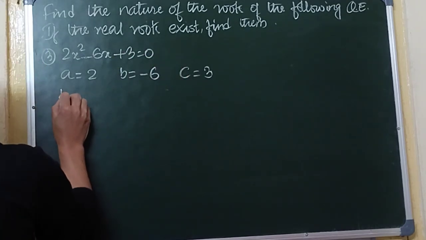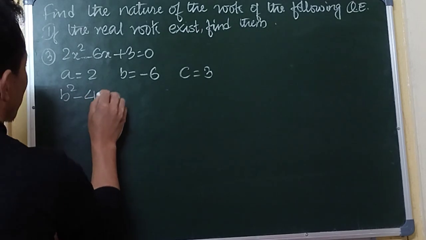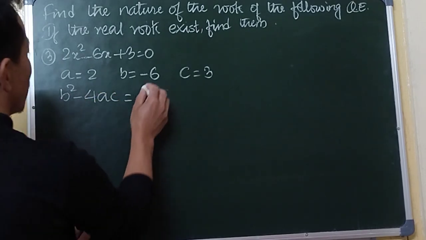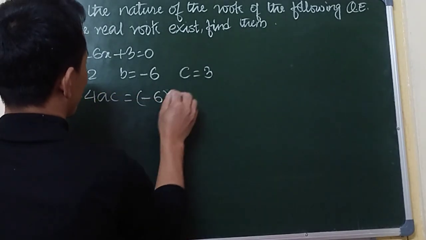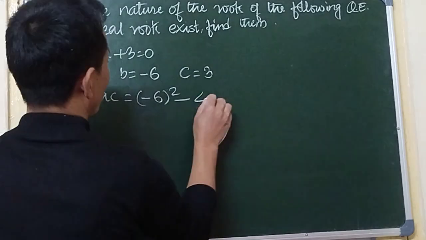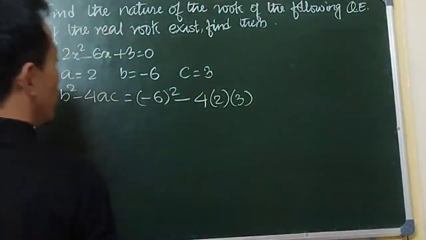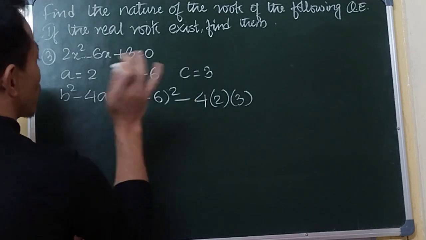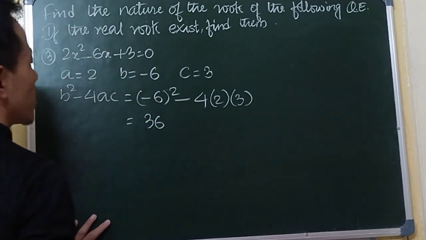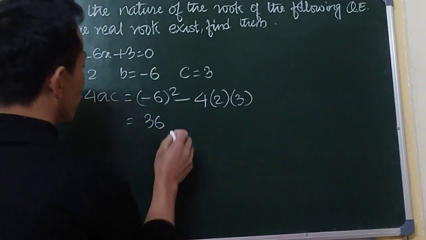Then you'll find the value of the discriminant, b square minus 4ac. So b square will be minus 6 square minus 4, a is 2 and c is 3 here. So minus 6 square will become 36. Minus 6 into minus 6 is plus 36.